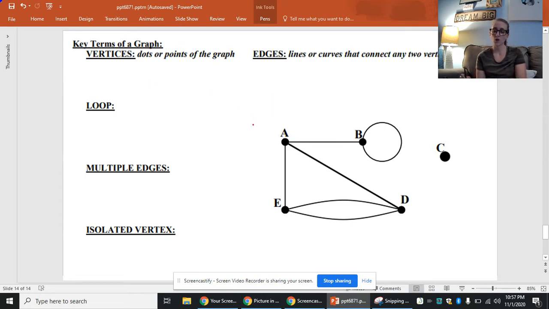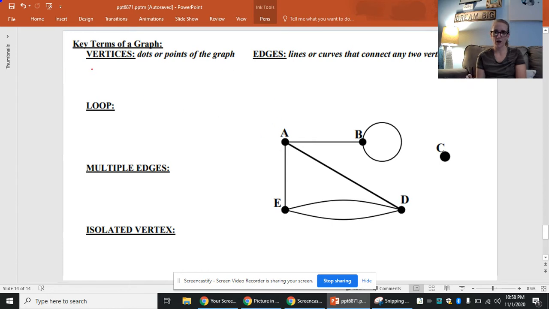So we're just starting in graph theory, and we're going to be talking about these terms here. So vertices, edges, loops, multiple edges, isolated vertex. Those are our opening key terms. So vertice or a vertex would be the singular form. A vertice is a dot or a point that's on the graph.